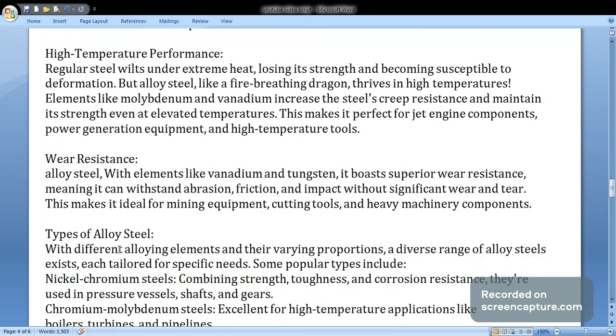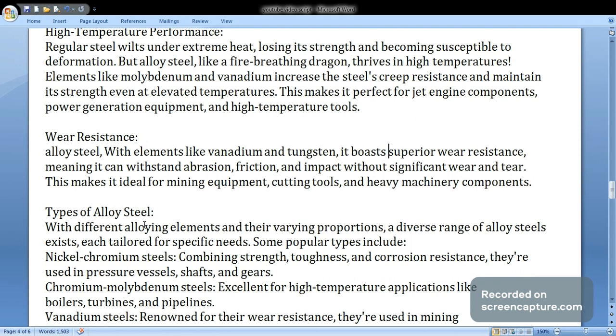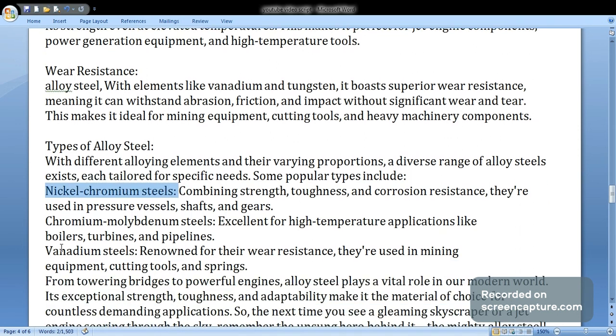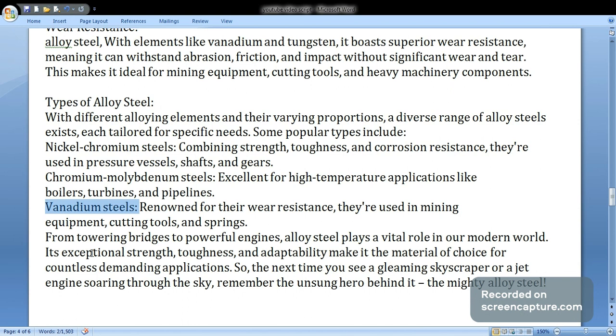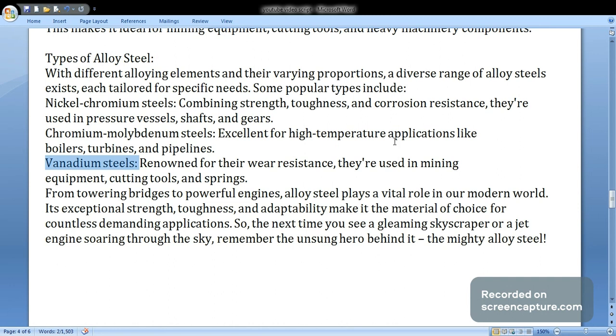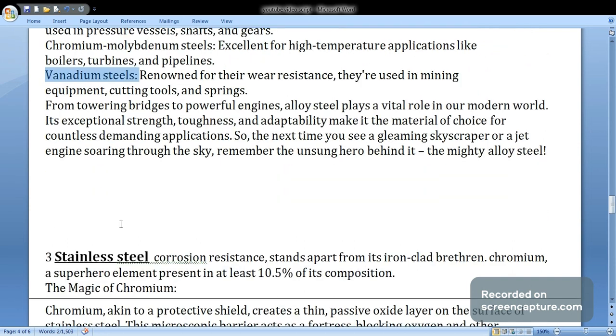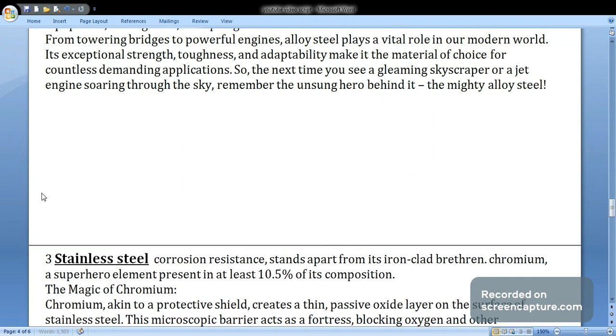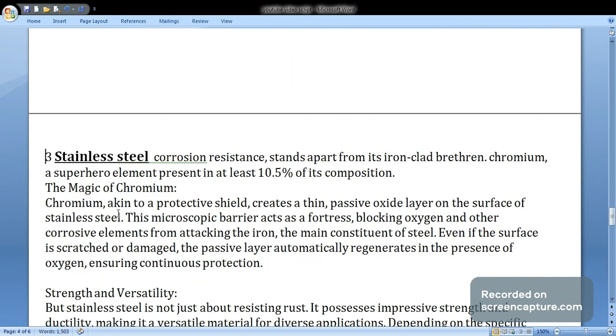Basically, the different types of alloy steel, such as nickel chromium steel, chromium molybdenum steel, and vanadium steel, have applications in shafts, gears, pressure vessels, turbines, pipelines, and boilers. So after that, we go to our third type of steel, which is stainless steel.